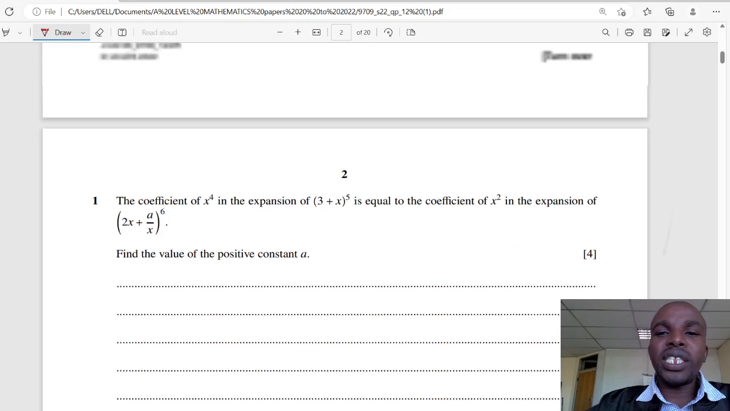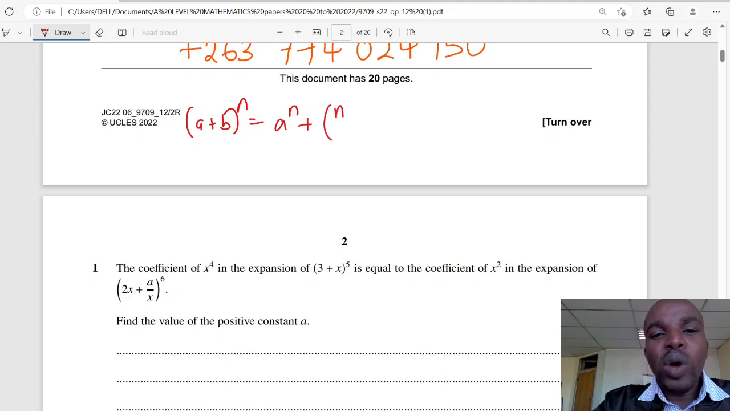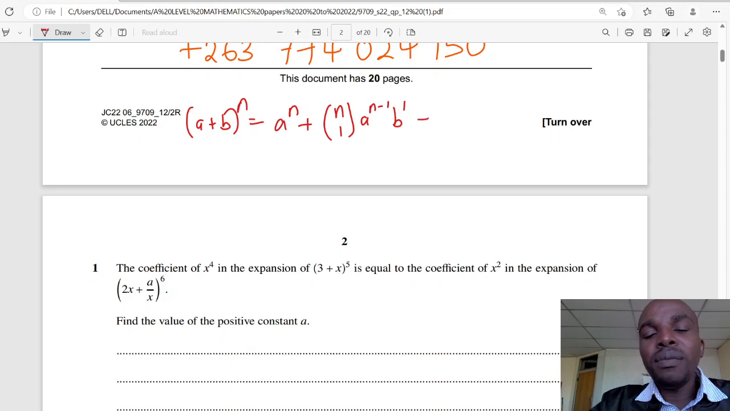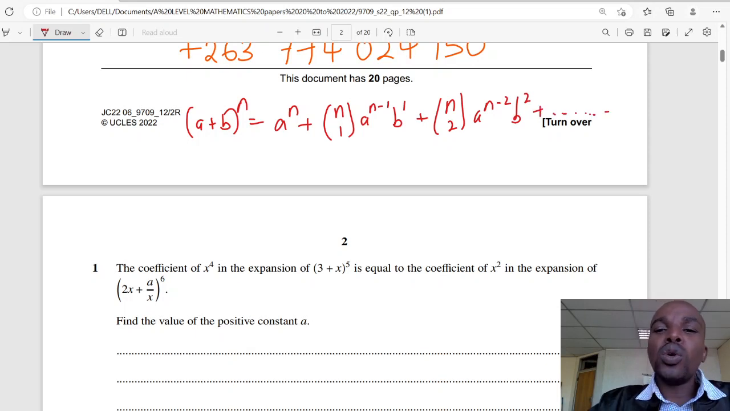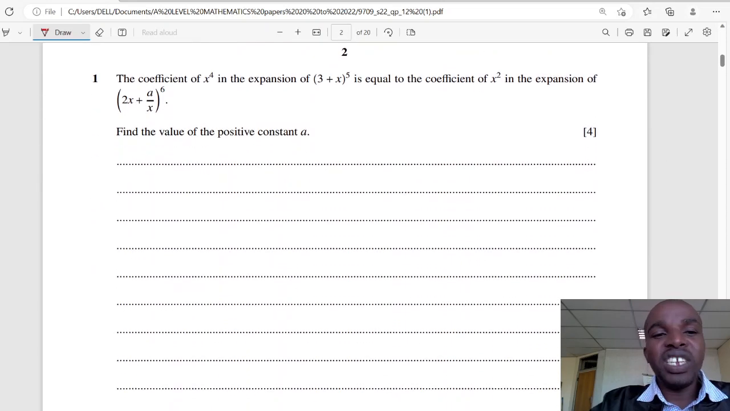Right. What you do is use the formula. It's there in the formula booklet. (a + b) to the power n is equal to a to the power n plus n choose 1, where n is the power, then a to the power n minus 1, b to the power 1, plus n choose 2, a to the power n minus 2, b to the power 2, plus dot dot dot. So it will be n choose 3, a to the power n minus 3, b to the power 3. That will be the next term. Right. So I want to use that formula. Let's apply the formula to this item, where n is a positive integer.